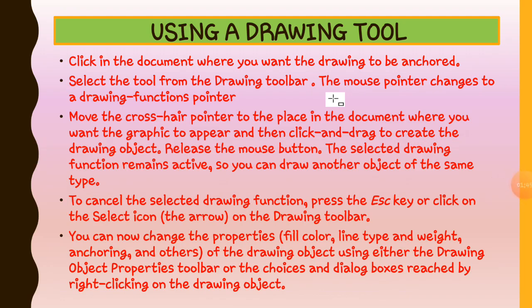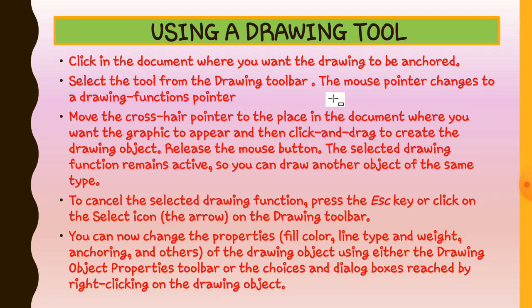Using a drawing tool. How to draw an object using this drawing tool? First you have to click on the document where you want to draw. Then select the tool from the drawing toolbar. Once you click on a tool in the drawing toolbar, the mouse pointer changes into a plus symbol, which is called the drawing function pointer. I repeat, the plus symbol is called the drawing function pointer, which means you have made a selection in the drawing toolbar. Now your mouse is ready to draw the object in the OpenOffice Writer.